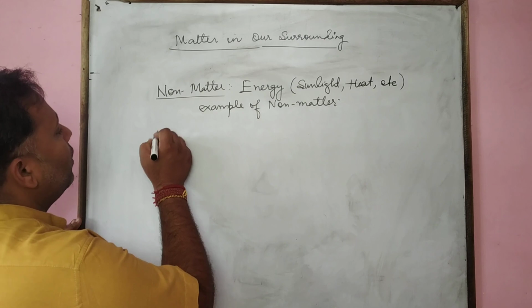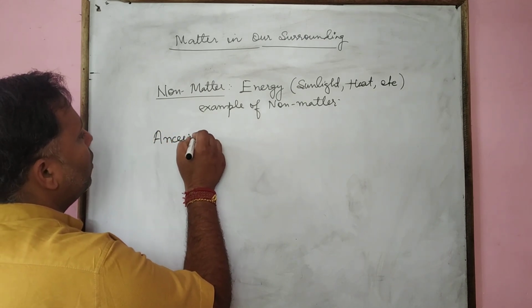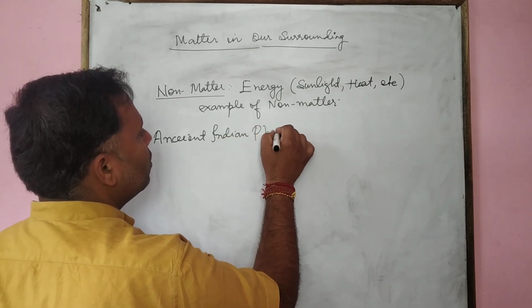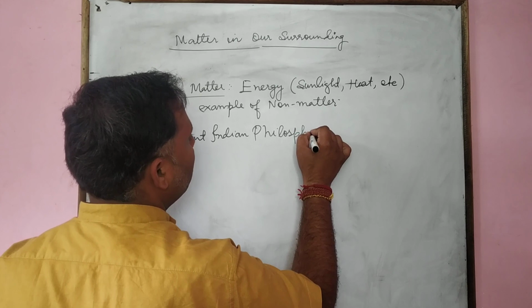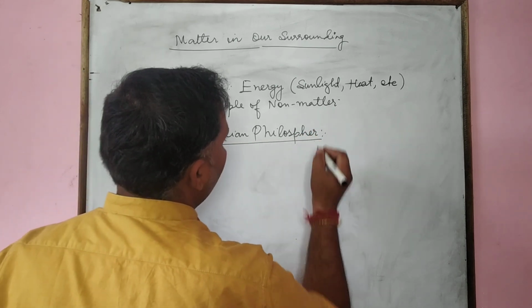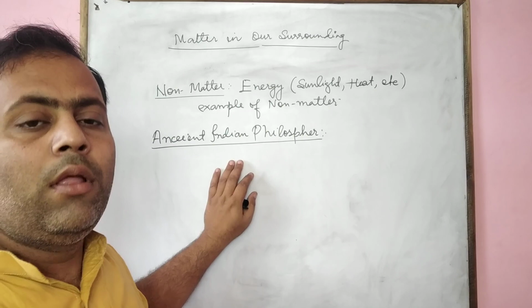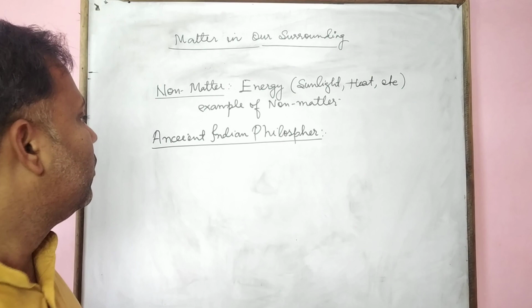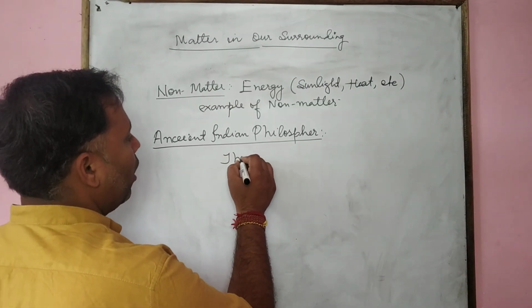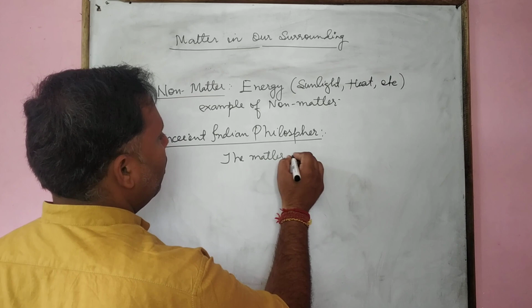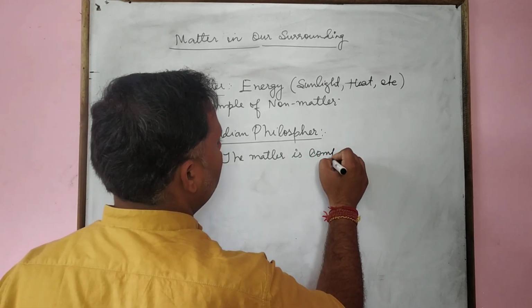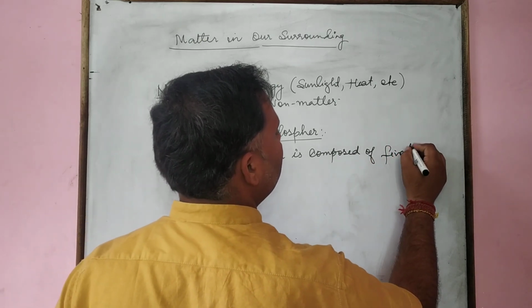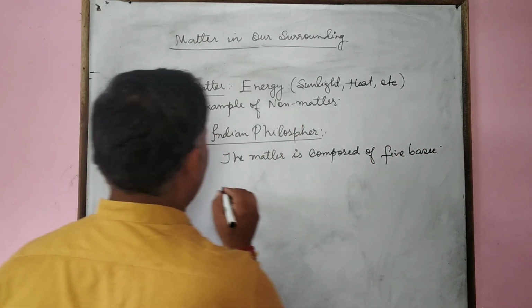According to ancient Indian philosophers, the matter is composed of 5 basic elements.